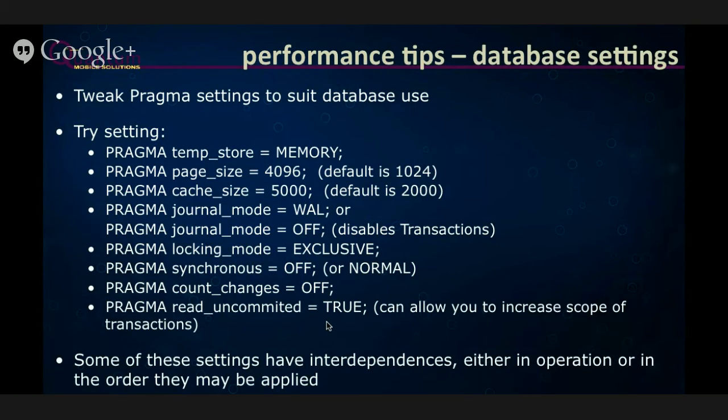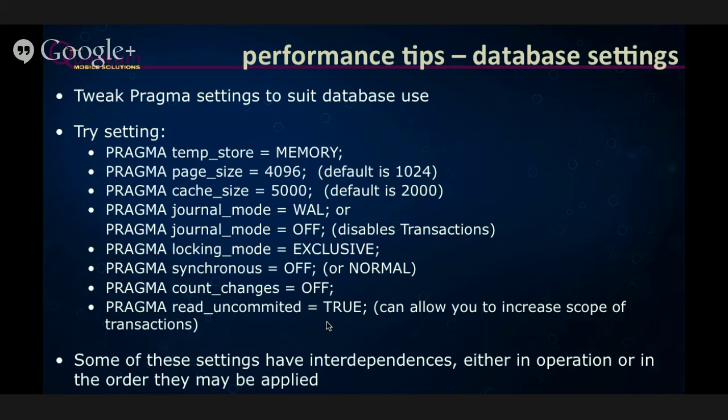The journal mode. You could set it to WAL, or you could turn it off. If you turn it off, it's going to disable transactions. If you do write ahead, then basically it's going to try and predict what it's going to do. Again, it may not help, may help under certain circumstances.